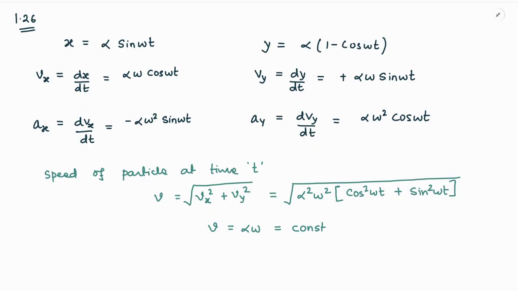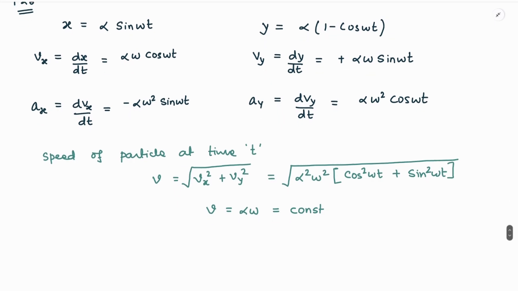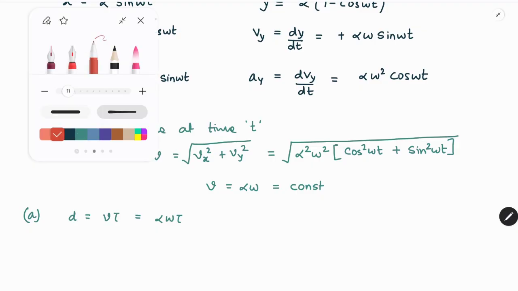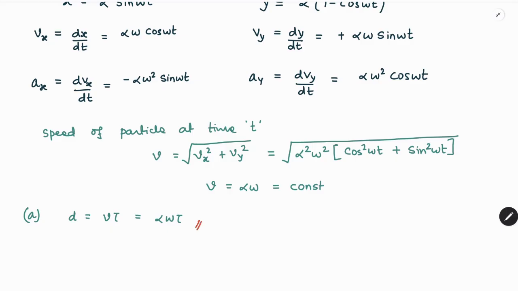Since speed is constant, the speed is constant, not the velocity. Velocity is obviously variable with time, but since the speed is turning out to be constant, we can say that the distance traveled d during the time interval tau, the first part of the problem, is going to be v tau, or we can write it as alpha omega tau. So this is the answer to the first part.